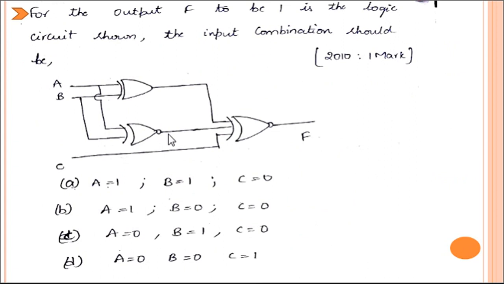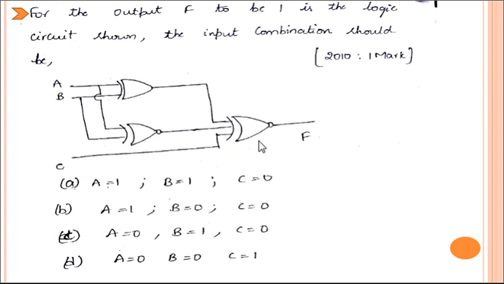Now see the next problem. For the output F to be 1 in the logic circuit shown, the input combination should be what? Now this is the circuit they have given. In this circuit they have used XNOR gates and XOR gates, namely a 2 input XOR gate, a 2 input XNOR gate and a 3 input XNOR gate. Since the output value should be 1, we go in the backward direction in order to find out the input combinations A, B, C.